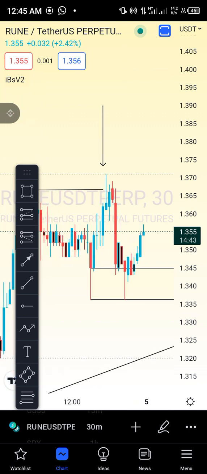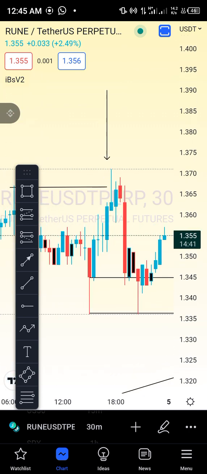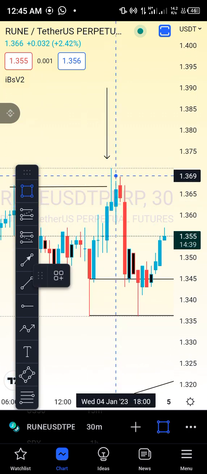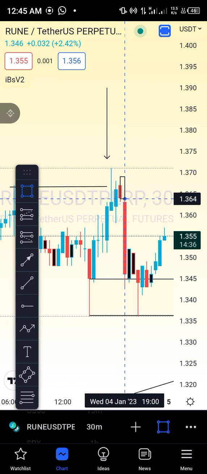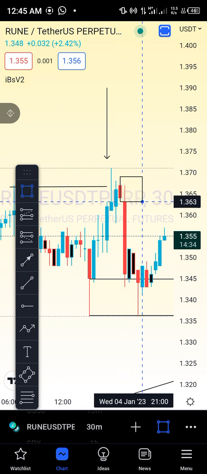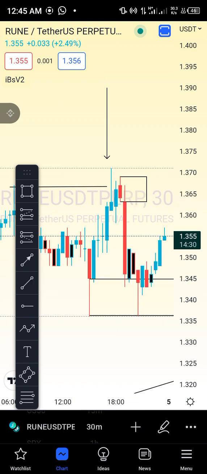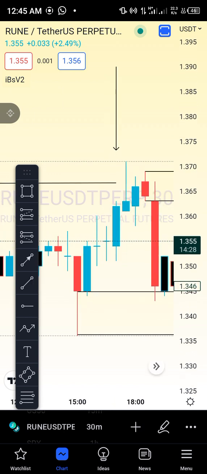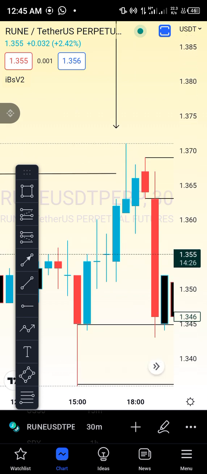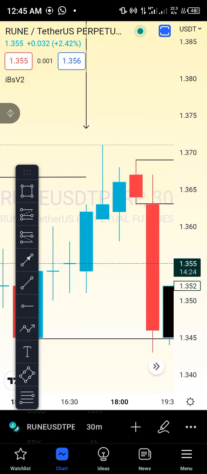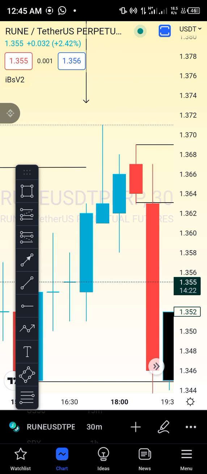Okay, this is a high probability order block. This particular bear candle here is a high probability order block. This one here, it is a high probability order block. Why is it a high probability order block? It is a high probability order block because the wick of the bear candle is higher than the wick of the previous bull candle.